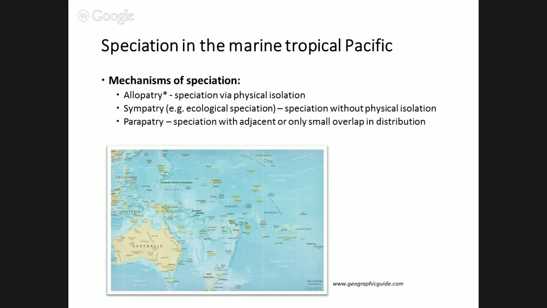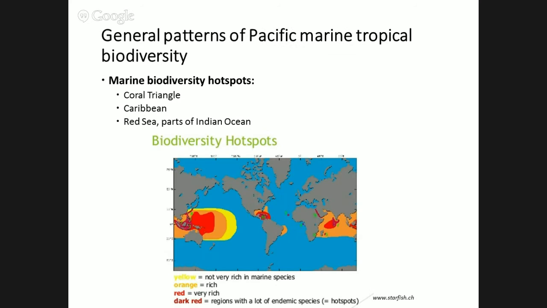Now, there's been a fair amount of research done over the last few decades that examines which of these mechanisms plays the most important role in speciation for marine organisms, especially in the tropical Pacific. But very little work has been done to date looking at seaweeds from this kind of perspective.